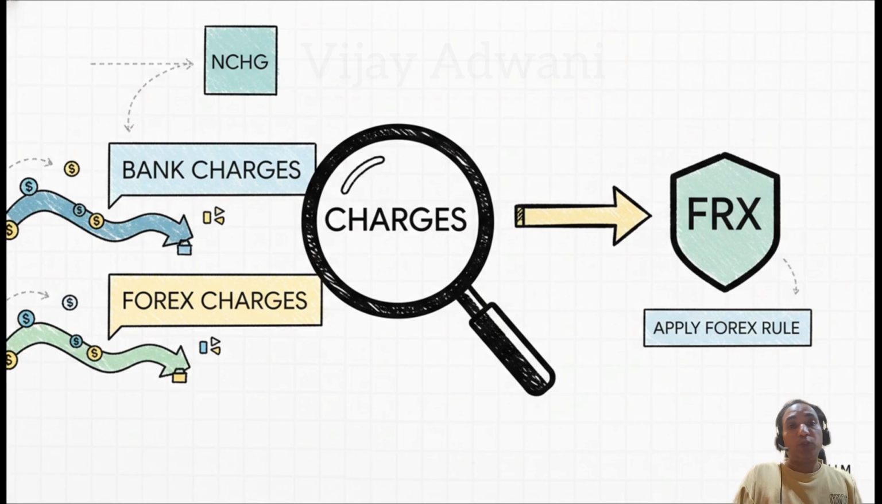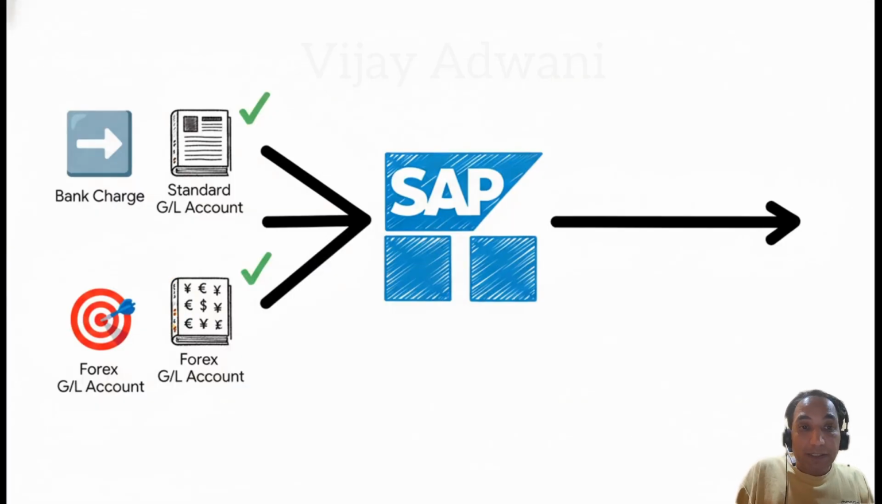And the setup for this is so elegant. We just create a new rule that says, pretty much in plain English, look for the exact text, forex charges. If you find the text, I want you to completely ignore the normal rule for NCHG. Instead, use this new special rule we made just for forex fees. And check out the result.